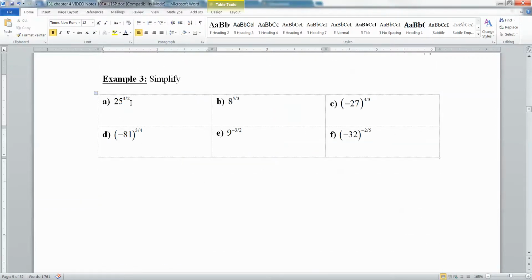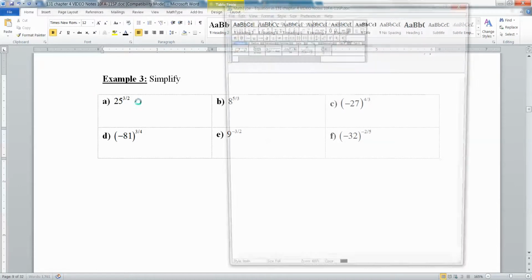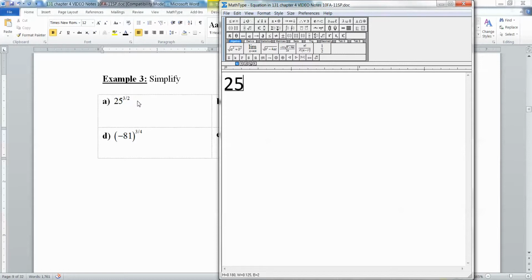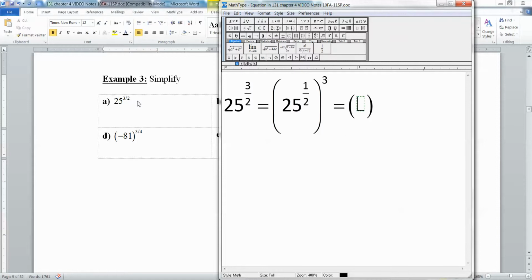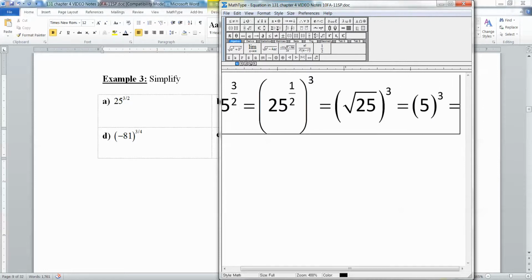All right, so let's do some more. So we have 25 to the 3 halves. So let's make that 25 to the 3 over 2. Now you can choose how you want to do this. Personally, I think it's easier to do the second one. That's the one where you go 25 to the 1/2 first and then do the 3. Okay, so that would be 25 to the half. That's the square root of 25. And the square root of 25 is 5. So you're going to take 5 to the 3rd power, which is 125.